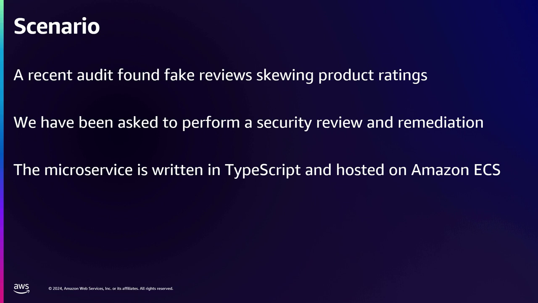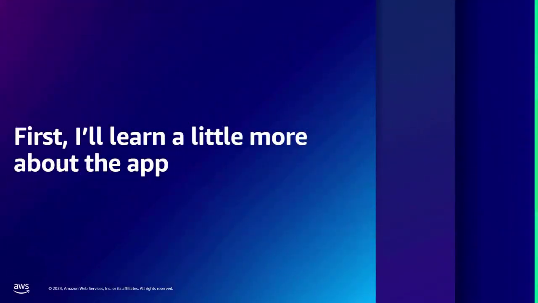And we'll assume that this is a TypeScript application running on ECS. We'll also assume that I'm not an expert in AWS. And so I have some learning to do there too, and we can look at how generative AI can help. So the first thing that I want to do is learn a little bit more about the situation, learn about the app as well as the issues that have been reported.